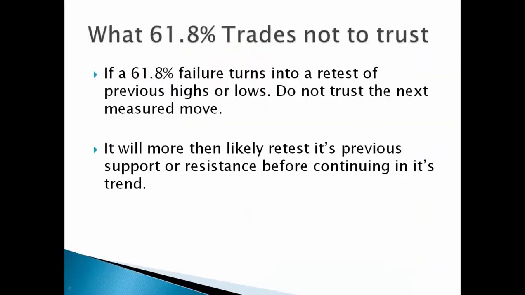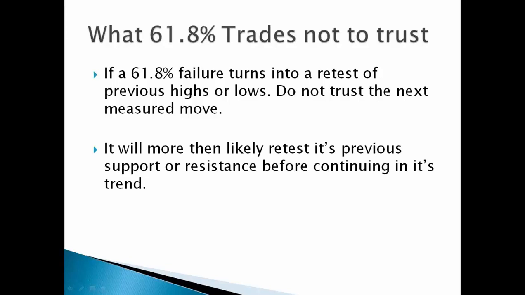What 61.8% line trades not to trust? This is very important when we talk about what setups that we can't trust with a limit order, that we have to watch them trade. If a 61.8% line failure turns into a retest of a previous high or low, we cannot trust the next measured move or the pullback. It will more than likely retest its previous support or resistance before continuing its trend. We have some great examples of that today.